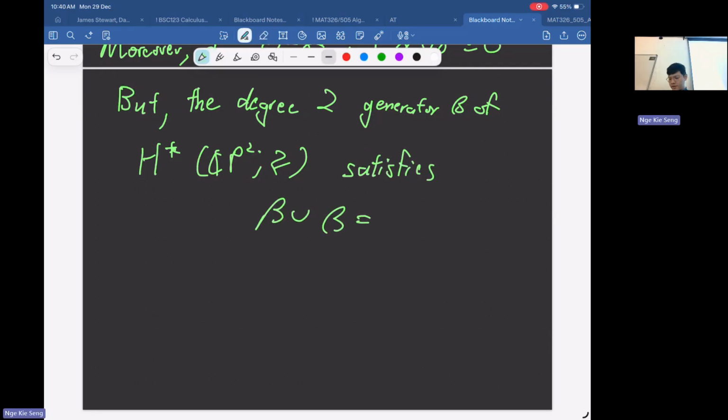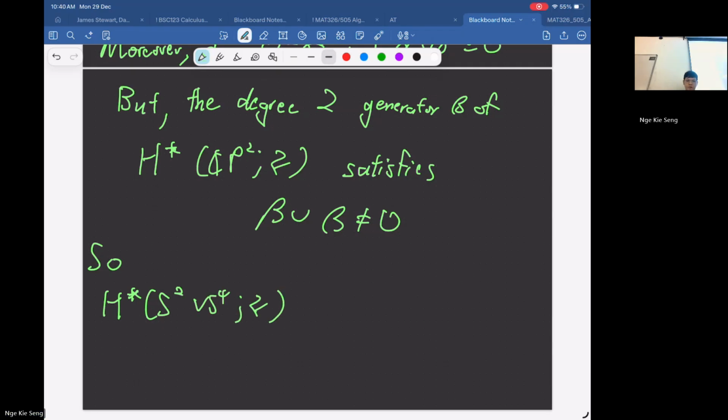Beta cut beta to be non-zero. Okay, so altogether, what do you get? H star of S2 wedge S4. This is just Z of x, y, and then quotient out by x squared, y squared, xy.